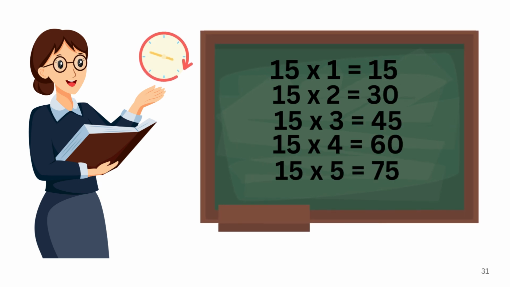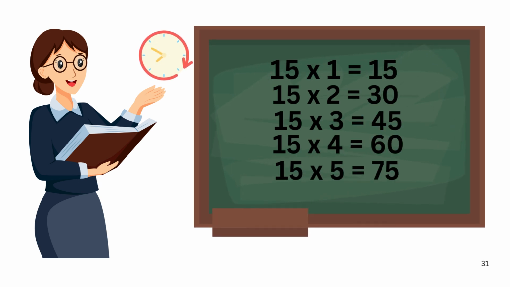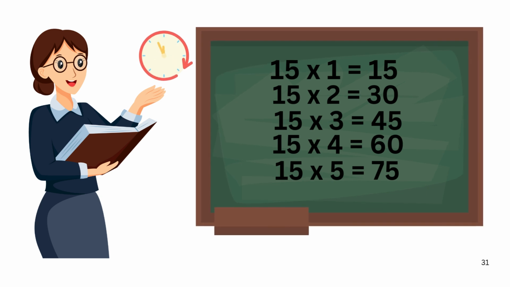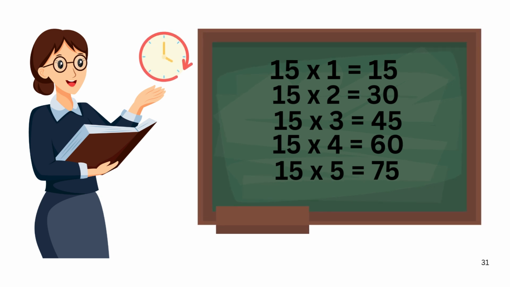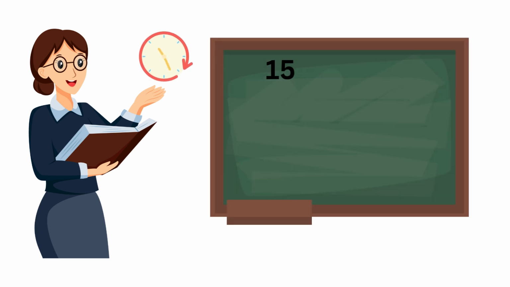Next, we have number 15. Yes, you are right. We are going to learn the table of number 15, and here we have 15 multiplied by 1 is equal to 15. 15 multiplied by 2 is equal to 30. 15 multiplied by 3 is equal to 45. 15 multiplied by 4 is equal to 60. 15 multiplied by 5 is equal to 75.